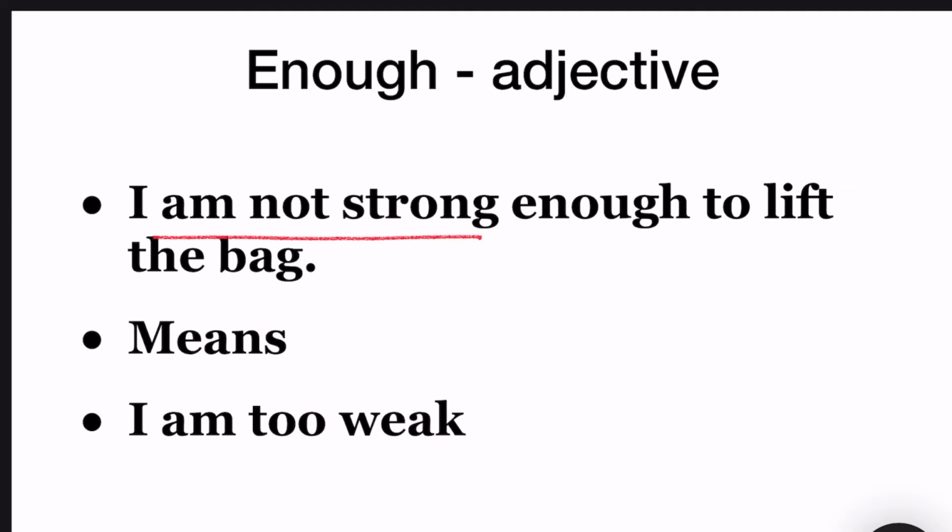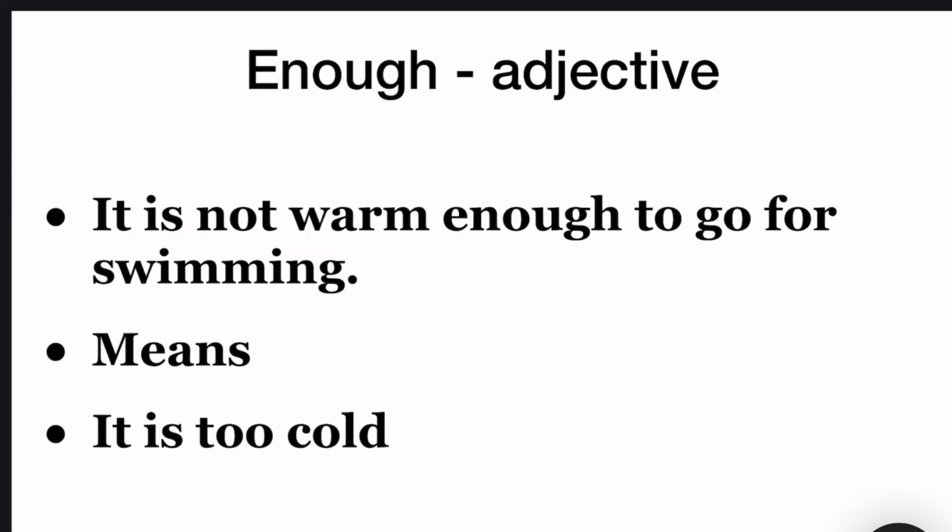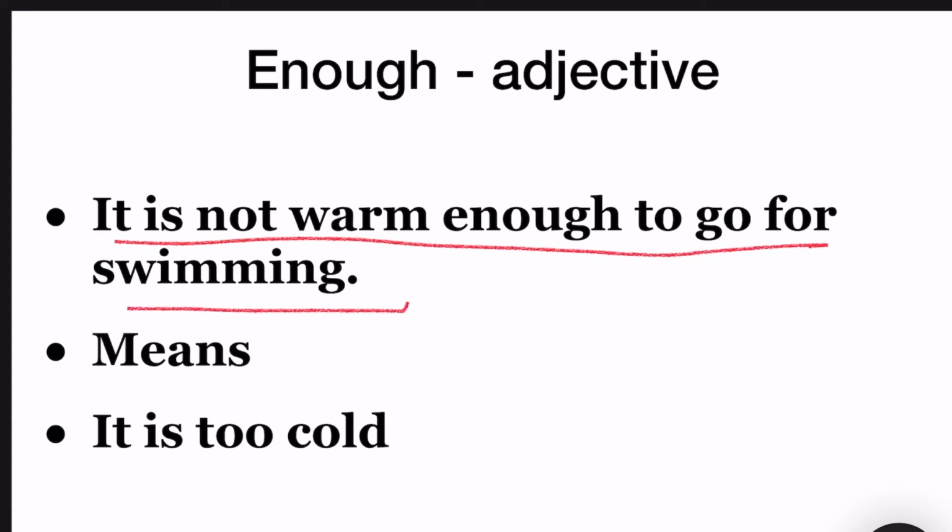The negative form of this sentence, I am strong enough to lift the bag, is I am not strong enough to lift the bag. Here we have added not. This means I am too weak. You are not strong enough means you are too weak to lift the bag. That is what this sentence means. Next, it is not warm enough to go for swimming. Here, not warm enough means it is too cold outside. You cannot go for swimming.